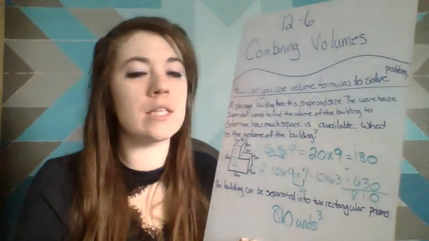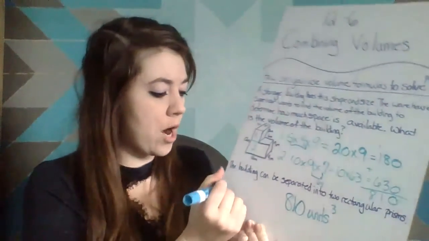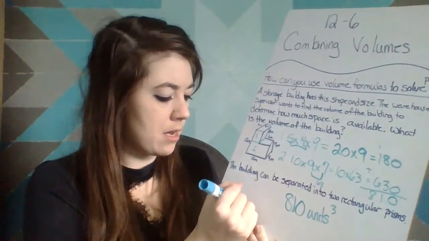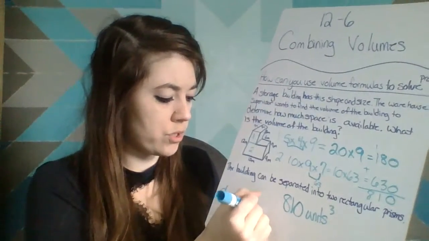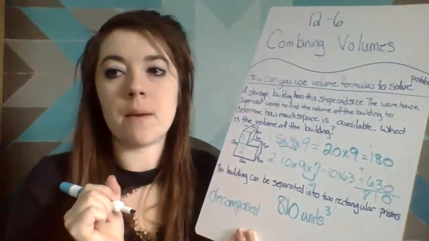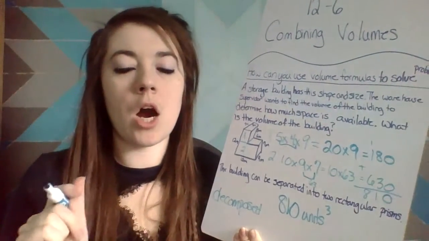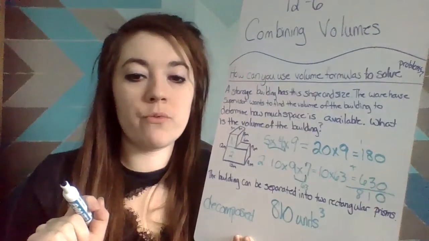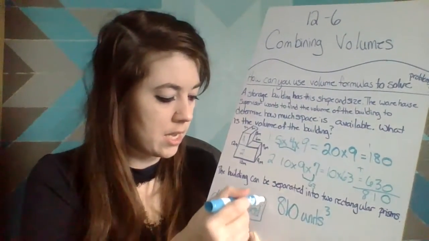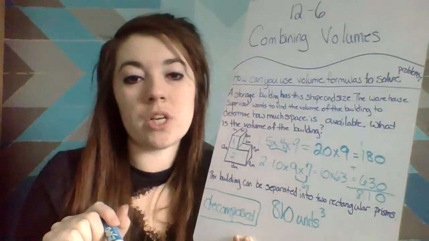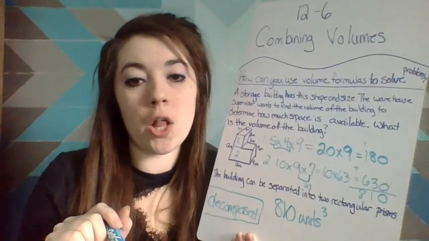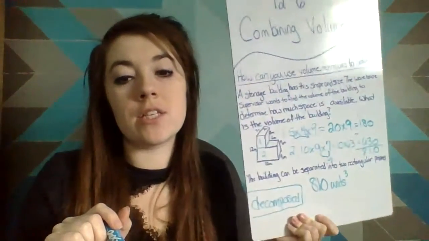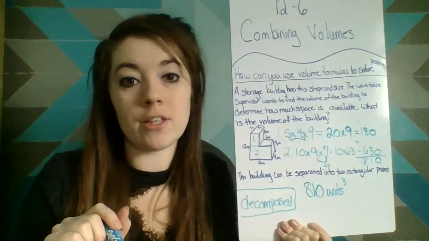So what we did here is we separated, or decomposed, our figures. So decomposed is your key word for this lesson. Decomposed. Because what you're going to be doing is decomposing all of these figures to find the volume. All right, we've got another one that we're going to run through for a little more practice with this.